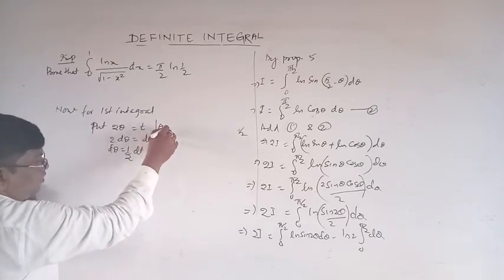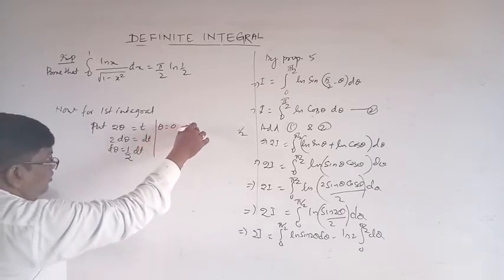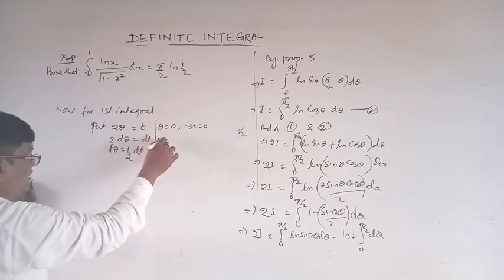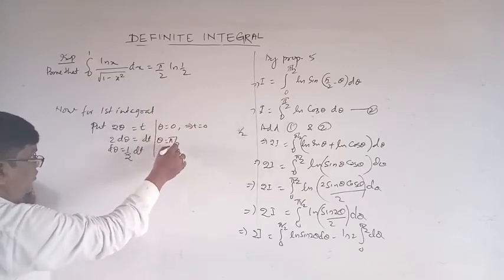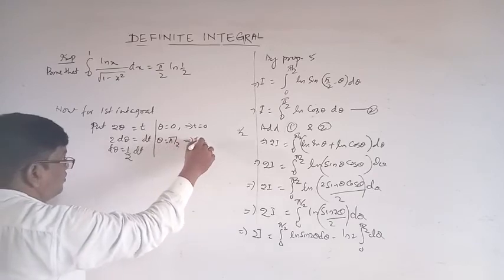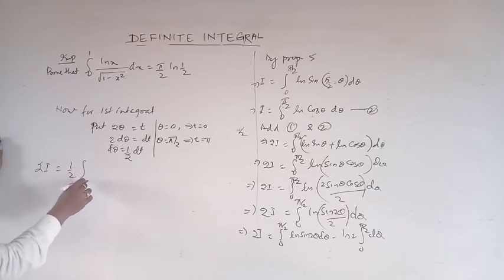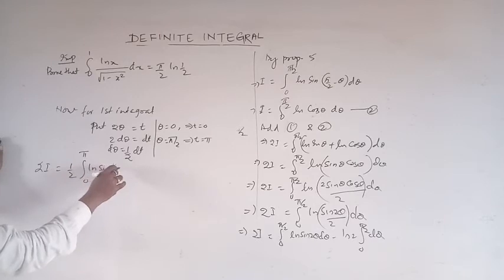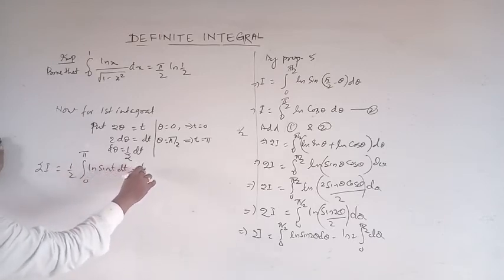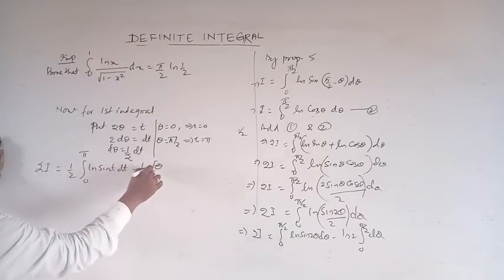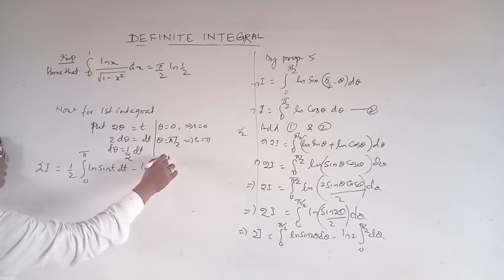So when theta is equal to 0, t is equal to 0. When theta is equal to pi by 2, that implies t is equal to pi. So 2I is equal to 1 by 2 integral from 0 to pi of log sin t dt minus log 2 theta, limit 0 to pi by 2.